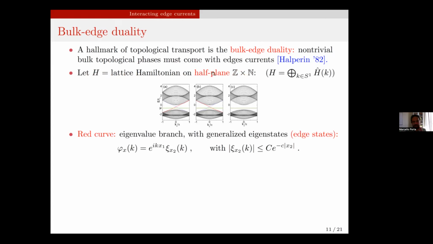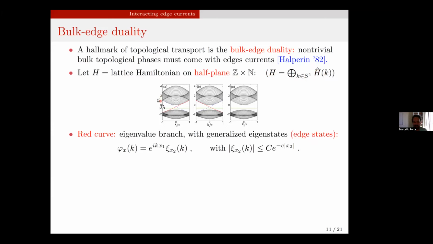Let me also suppose that the Hamiltonian is translation invariant in the direction of the edge. If so, you can partially diagonalize the problem in momentum space by essentially the Fourier transform. So you can introduce this H hat K, an effective one-dimensional Hamiltonian, obtained by taking the partial Fourier transform of H in the direction of the edge, which is the translation invariant direction.